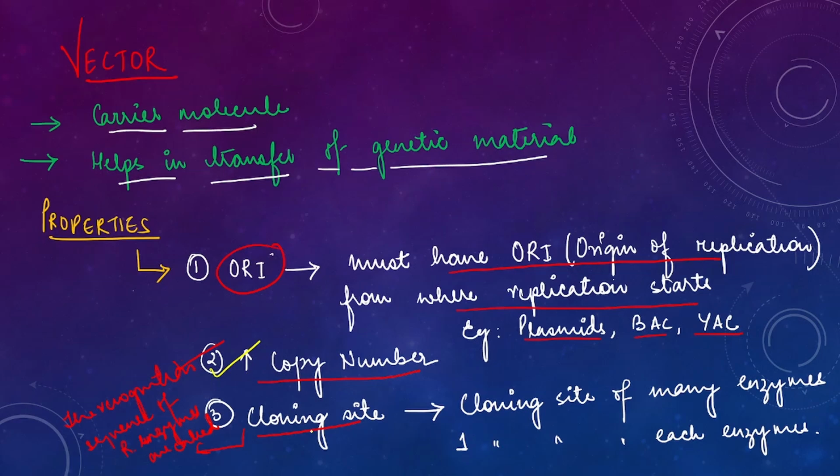What is a cloning site? The recognition sequence of restriction enzymes are known as cloning sites. A good vector has recognition sequences of many restriction enzymes, but a single recognition sequence for each restriction endonuclease. That means cloning sites are what?